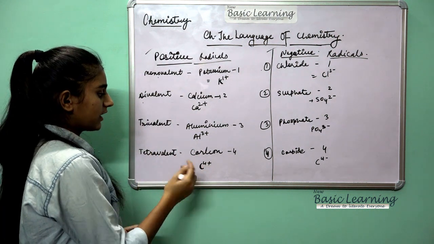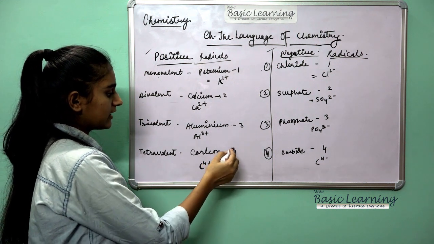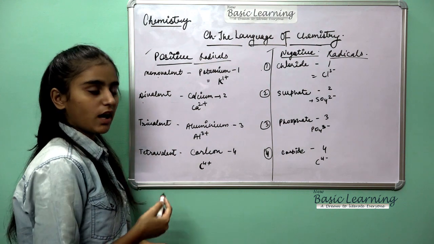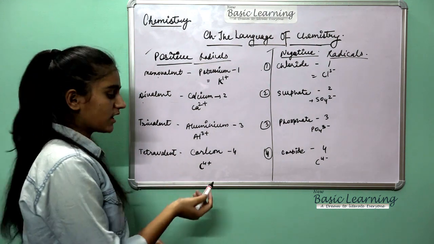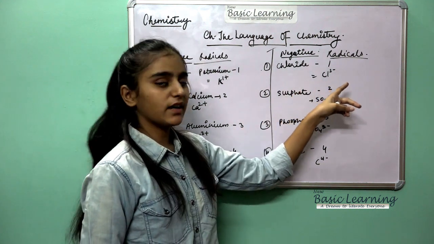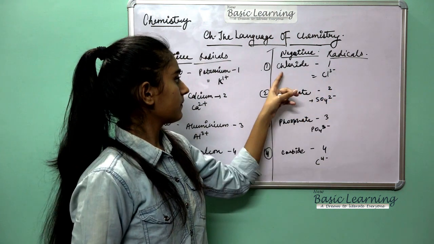Then we have tetravalent, that is 4. We can take carbon. Valency of carbon is 4 and the symbol is C. We have positive charge, so C4 plus. Now the negative ones, that is negative radicals or the anions.